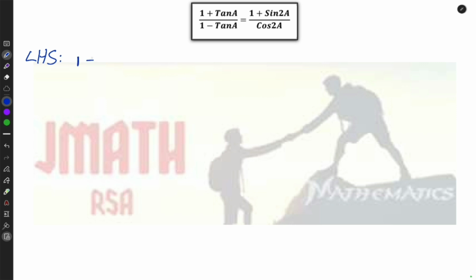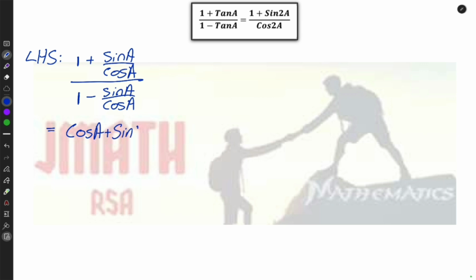So up top, I can say this is 1 plus sine A over cos A, all over 1 minus sine A over cos A. Okay, that looks horrible. I hate double or triple fractions. But anyway, I'm going to get over myself. Let's go. So I need to do an LCD up top. So that 1 I can multiply with cos over cos, and that would change it to cos A plus sine A all over cos A.